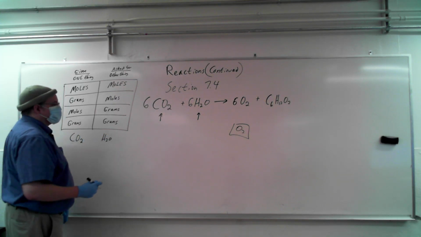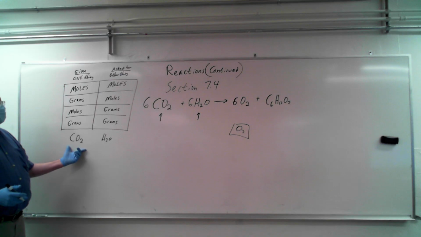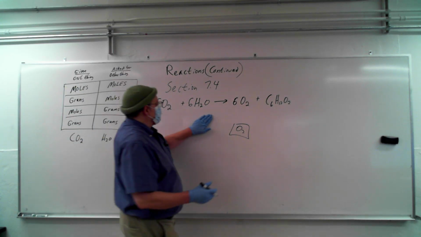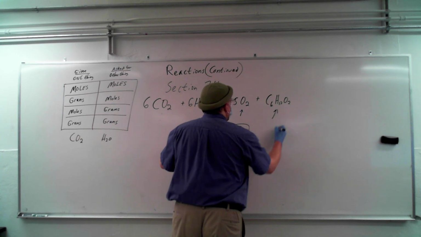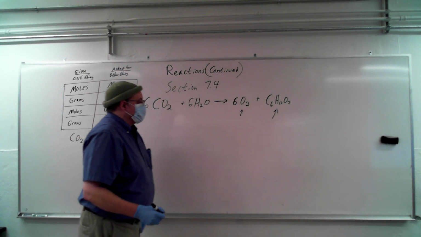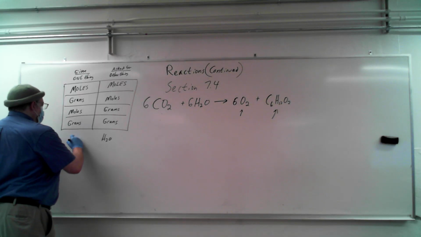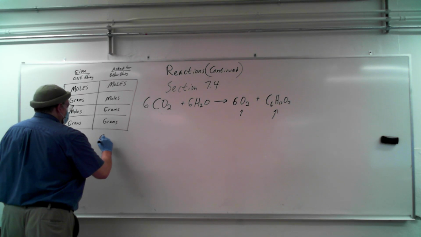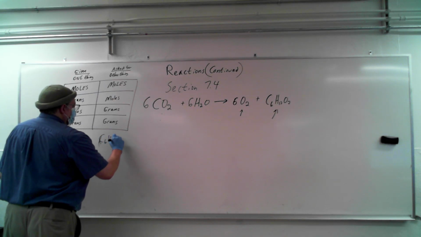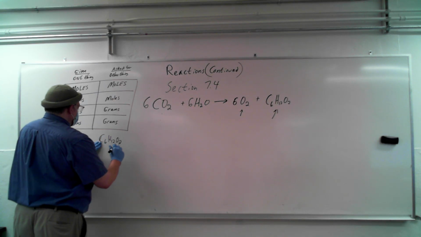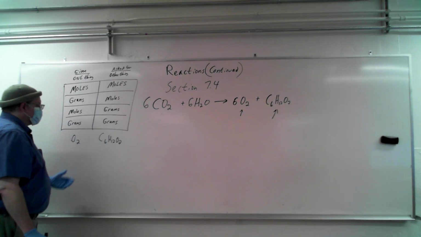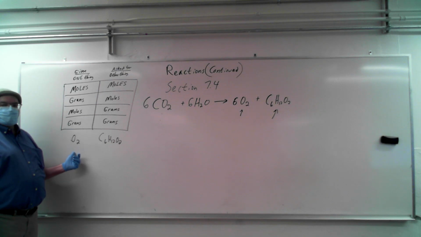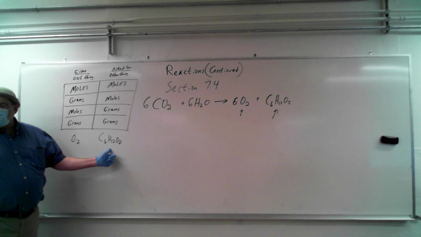So those are both reactants. Then the phrasing will be, if this much CO2 reacted, how much H2O reacted? Or if it's these two that are involved, the phrasing will be this much O2 and C6H12O6. So these are both products. And then the phrasing would be, if this much O2 was produced, how much glucose was produced?